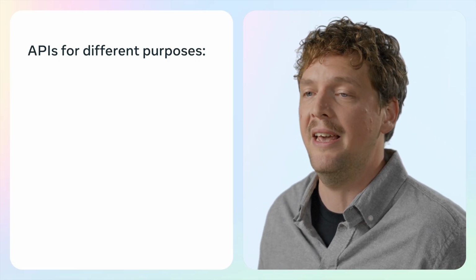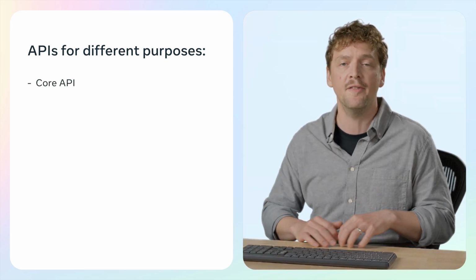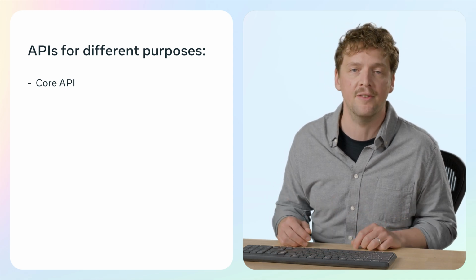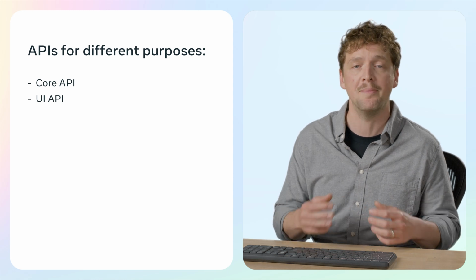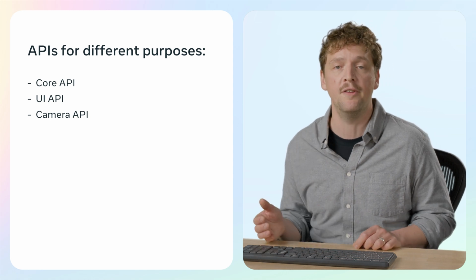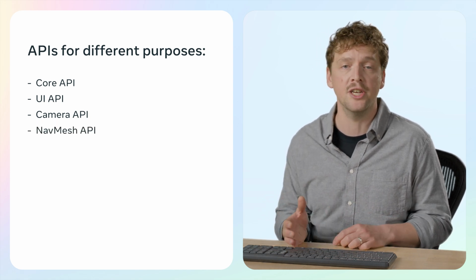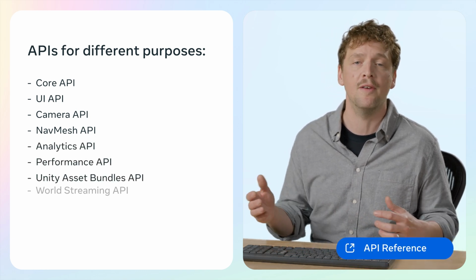The world scripting system includes several specialized APIs for different purposes. The core API is the fundamental building blocks for creating interactivity. There's the UI API, which is specialized functions for creating and managing user interfaces. The Camera API, these are tools for manipulating the player's point of view. There's a NavMesh API, functions for character navigation and pathfinding, and many more that you can find in the API reference documentation. In today's example, we'll focus primarily on the core API, but understanding that these different API categories exist will be really important as you build more complex experiences.